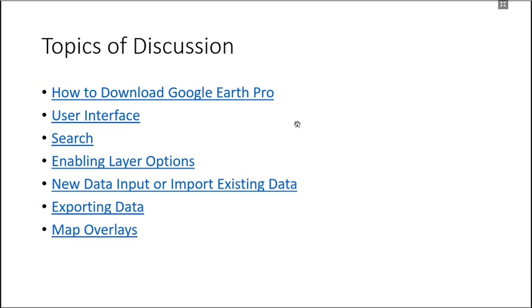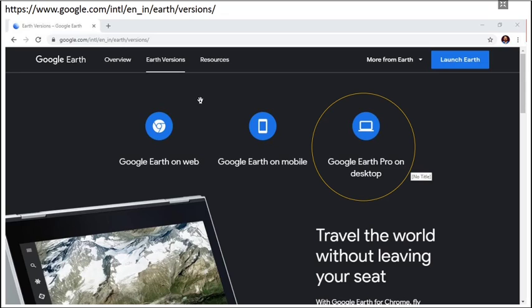So first of all, how will we download Google Earth Pro? There's a very basic website. The link is google.com/intl/en_in/earth/versions. If you directly type Google Earth Pro, then also you will get the same link.